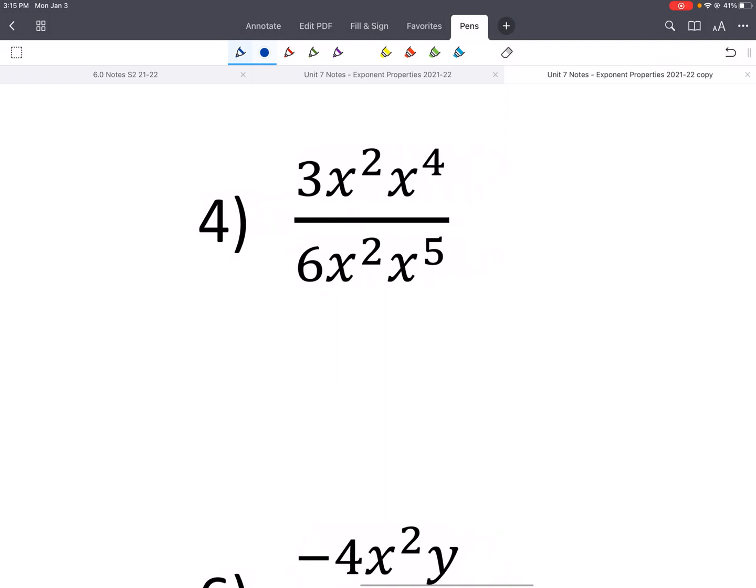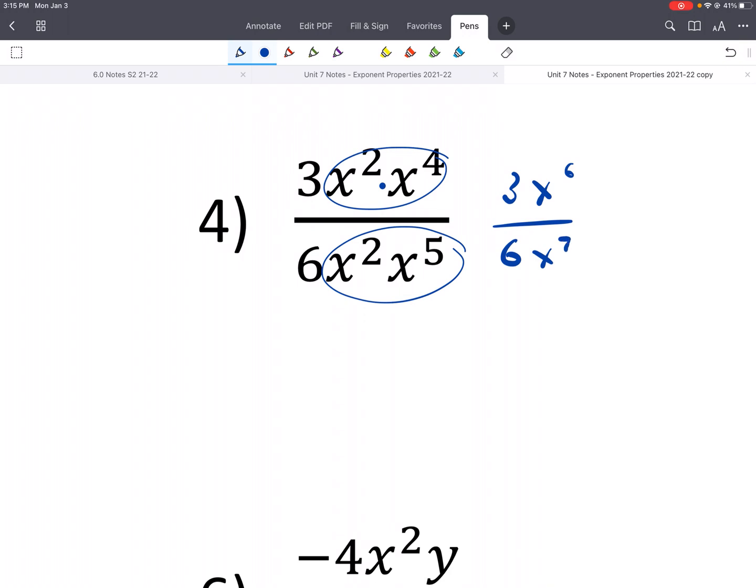So you end up getting the same thing, but there's different ways to do it. All right? And then here's another example. So again, let's figure out what these are first. So that would give us 3x to the, again, we add their exponents if we're multiplying, so that's 6, all over 6 times x to the 7th.